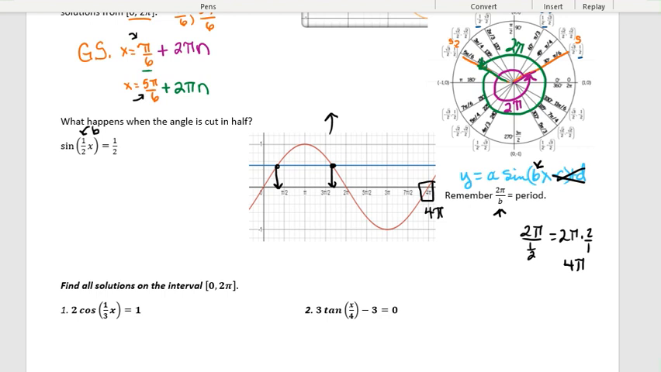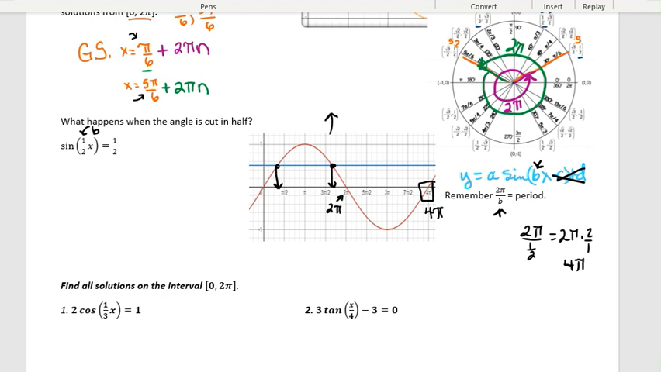Watch what happens to those. They are not going to be the same in this one because this did not finish its cycle at 2 pi right here. That is 2 pi. It didn't finish the whole cycle. It took 4 pi to finish. So it's going to change the values.